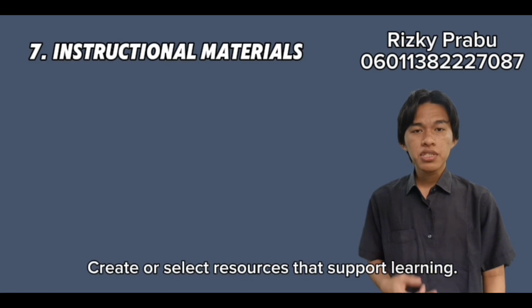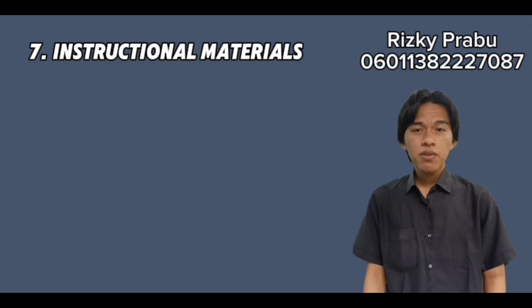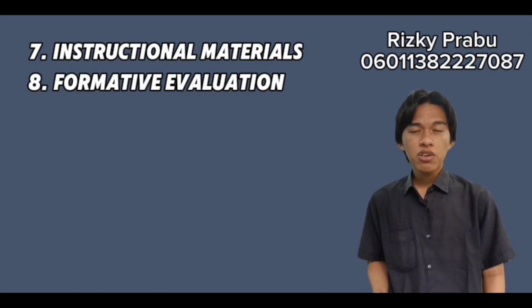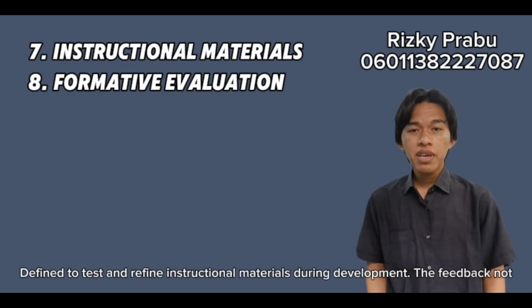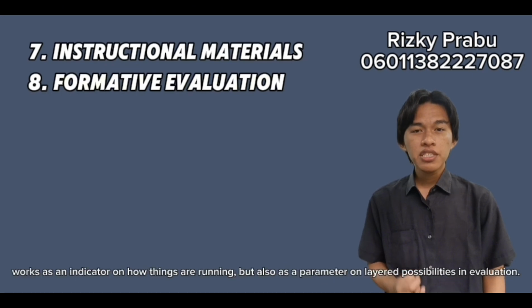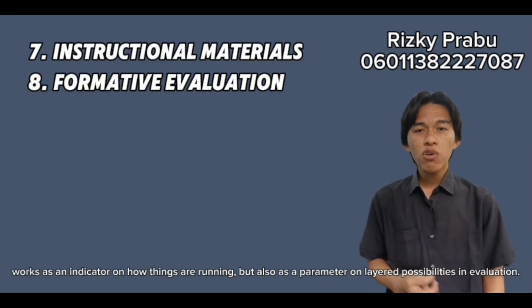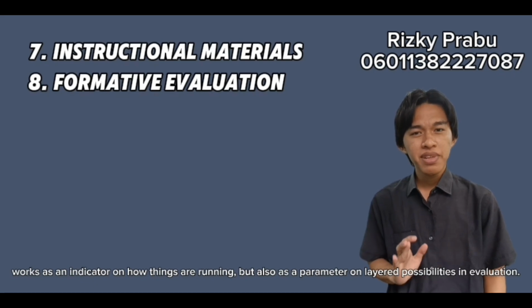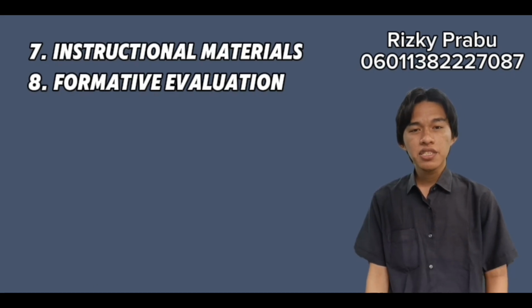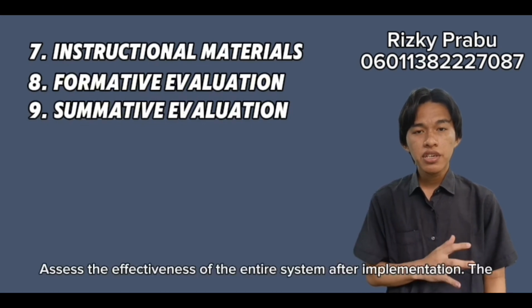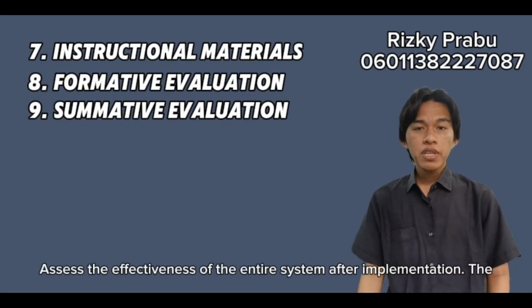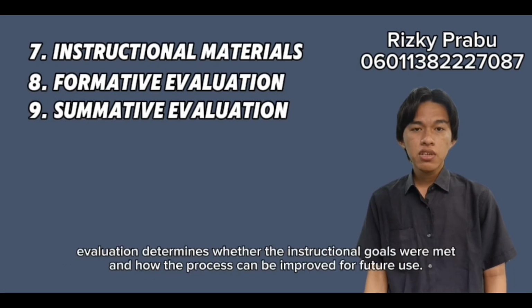Number 7, we have instructional materials to create or select resources that support learning. And number 8, we have formative evaluations to test and refine instructional materials during development. The feedback works not only as an indicator of how things are running, but also as a parameter on layered possibilities in evaluations. And last but not least, number 9, we have summative evaluations to assess the effectiveness of the entire system after the implementation. The evaluations determine whether the instructional goals were met and how the process can be improved for future use.